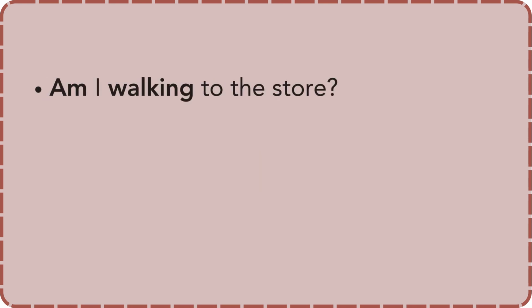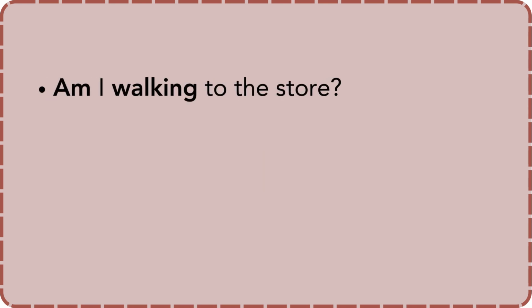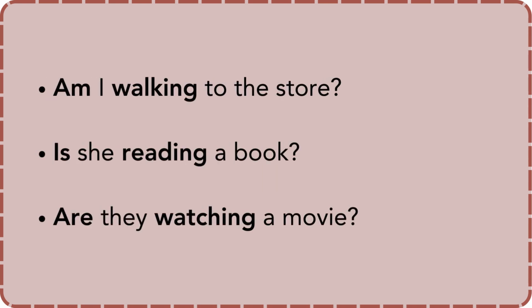For example, am I walking to the store? Is she reading a book? Are they watching a movie? In these sentences, the present tense forms of to be, am or is or are, come before the subject to form questions. The base form of the main verb is followed by ing to indicate continuous action in the present, and each question ends with a question mark.